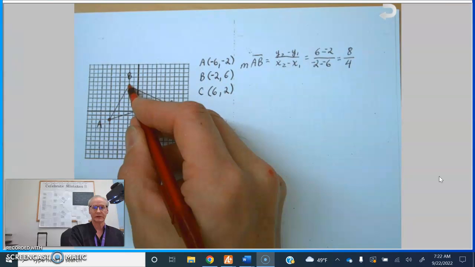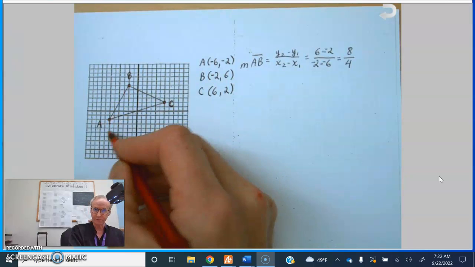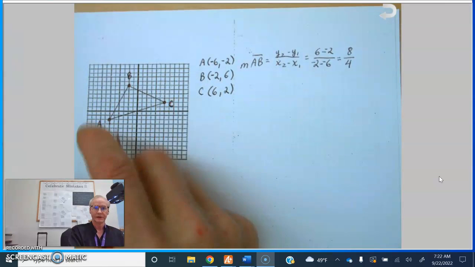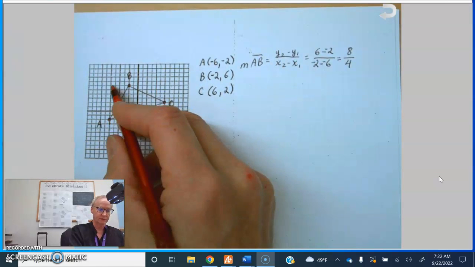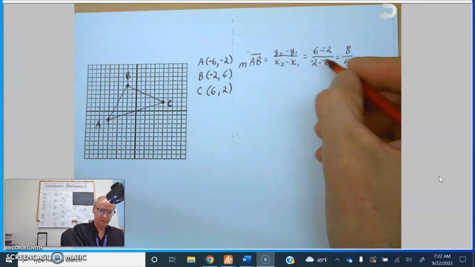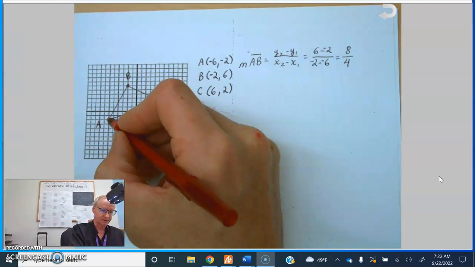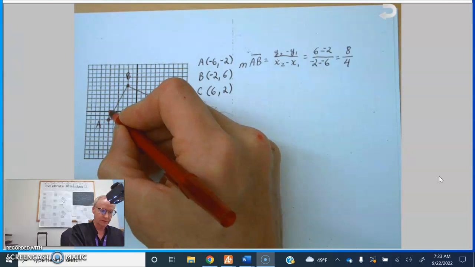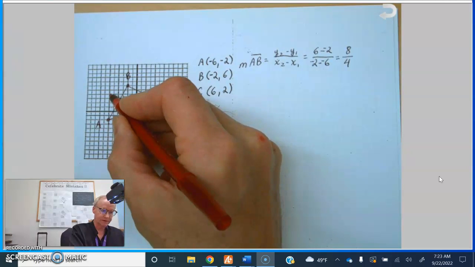You should be following along on your graph. You should be drawing the 3 points on your graph. You should be counting it so that you can do this Edpuzzle appropriately. So the slope of AB, if I count it, it's going to be up 1, 2, 3, 4, 5, 6, 7.